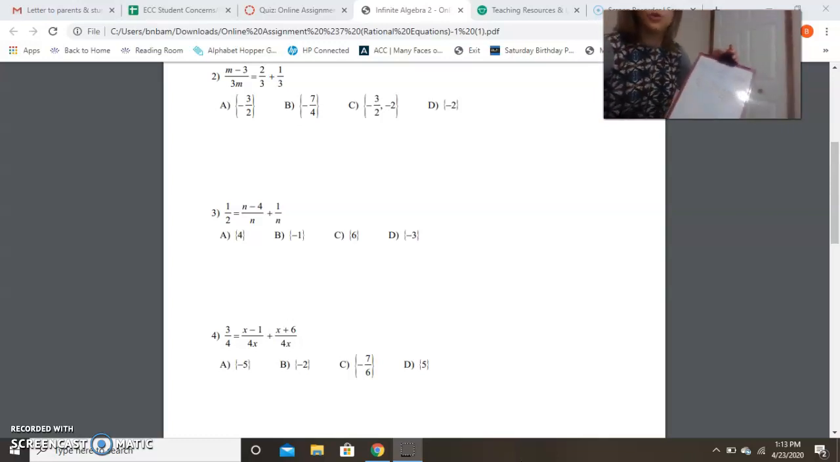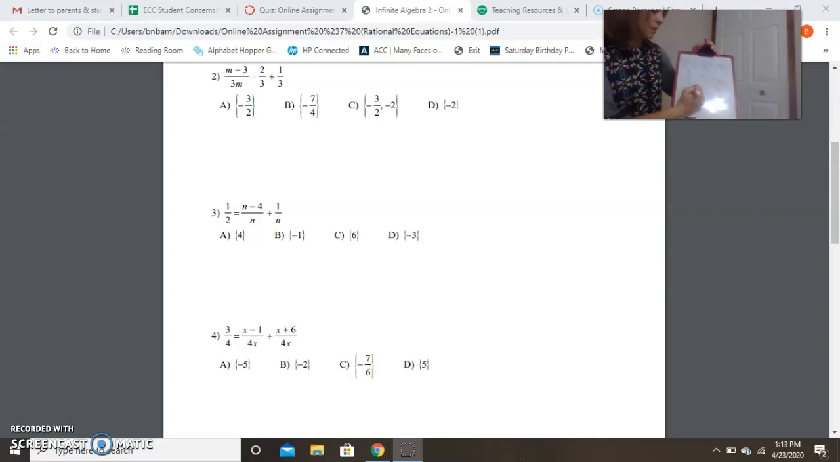I'm sorry, this computer's so wobbly today. So this 3/4 stays the same. 1x plus 1x is 2x. And then we have this minus 1 plus 6. That's going to give us plus 5. And that's all over 4x. Okay. From here, you're going to go ahead and cross multiply and then start solving.